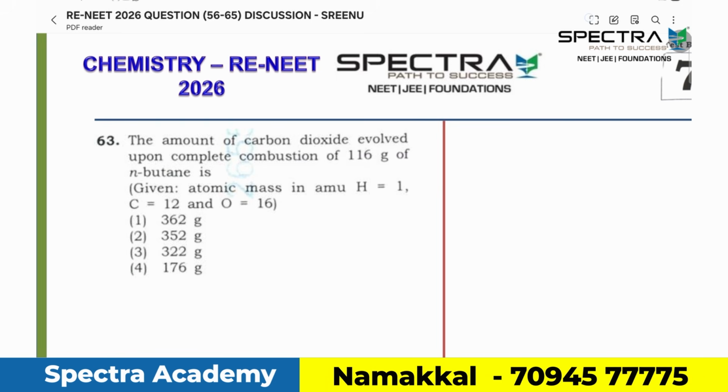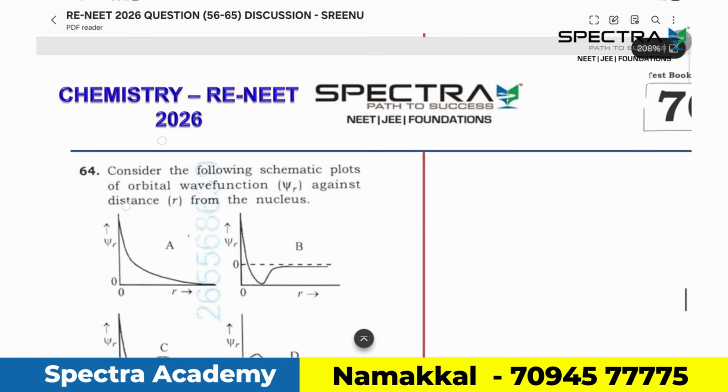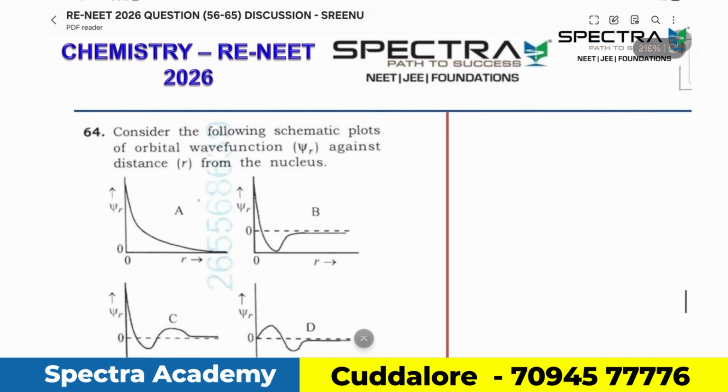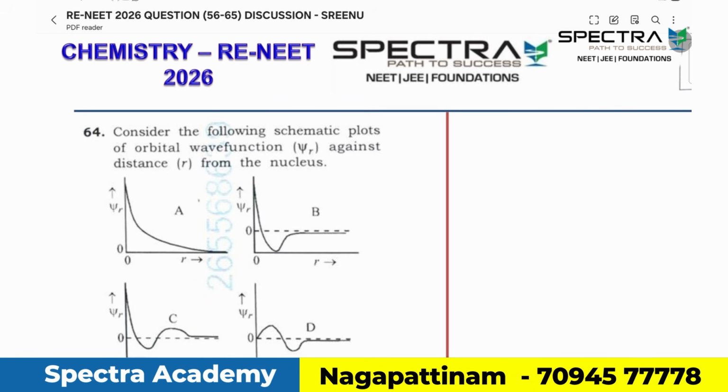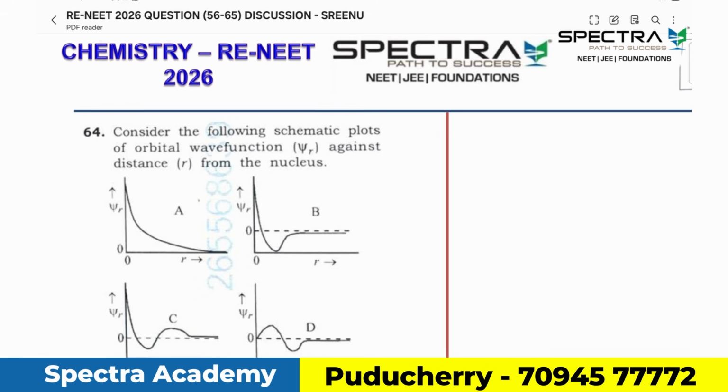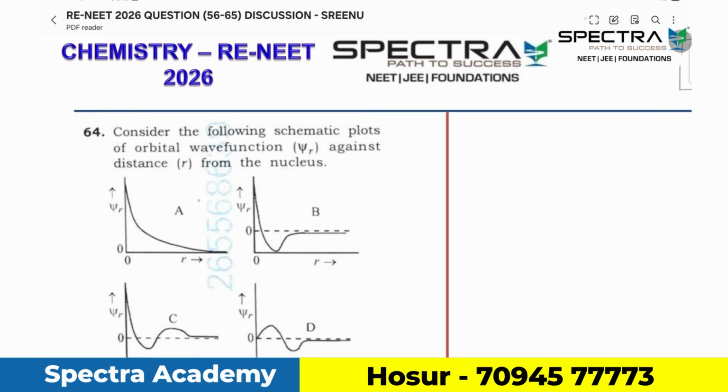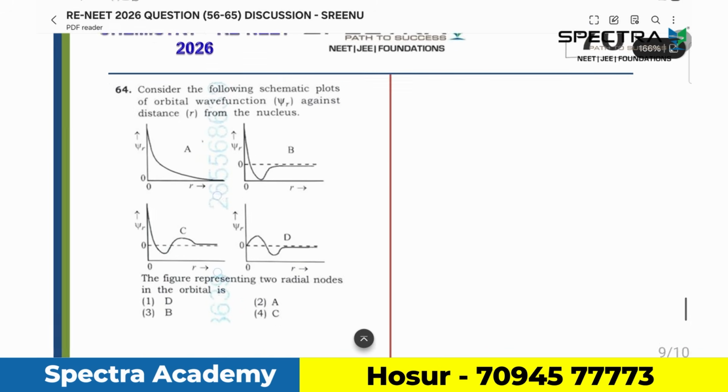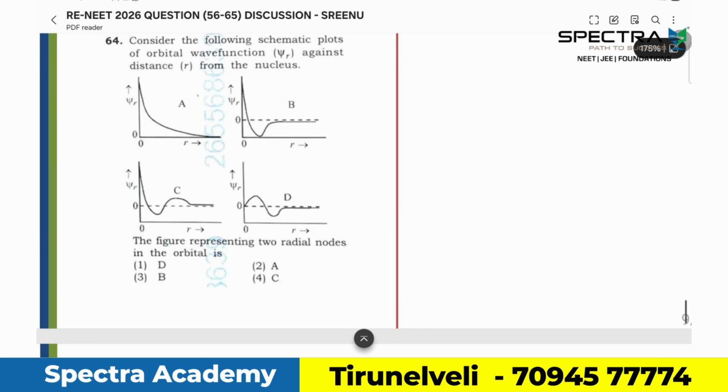You can move to the next one. Question number 64. Consider the following schematic plots of orbital wave function against the distance r from the nucleus. Okay, the question is incomplete, but we can check it out. Here the question asks which figure represents two radial nodes in the orbital. We'll check one by one.